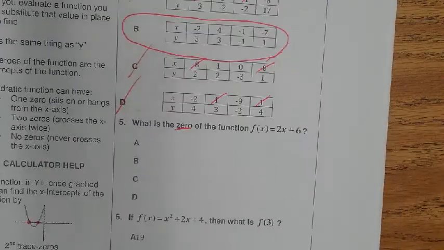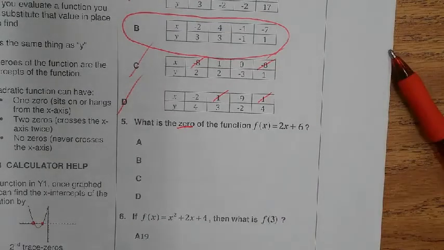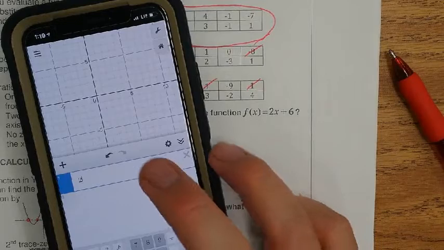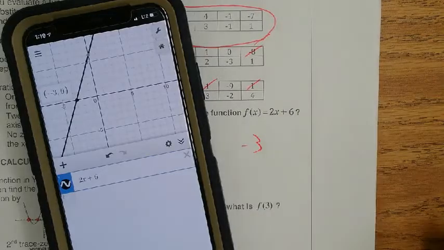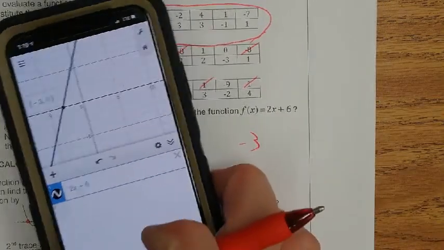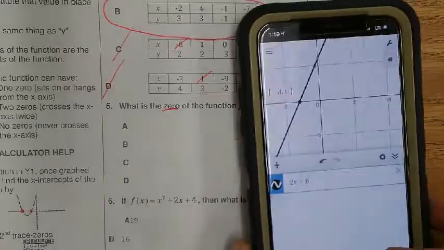Okay, 5 was the one that they screwed up and didn't have the answer choices, so all you had to do on that one was type it into Desmos. Remember, zeros are where it crosses the x-axis. So 2x plus 6, so -3 is your answer. That's all you had to do on that one. Remember, zeros are just where it crosses the x-axis.